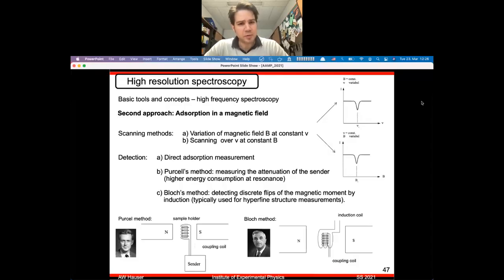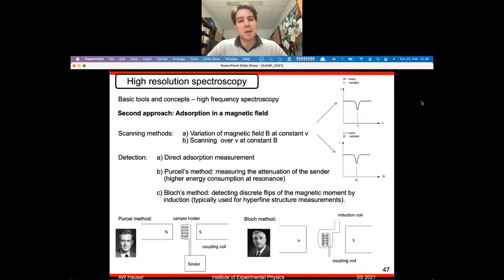Type B is called the Purcell's method. It's on this slide shown in the lower left picture. So we have a magnetic field, and we have our sample in this homogeneous constant magnetic field, here illustrated through north and south pole. And I bring in a coupling coil and have a sender.